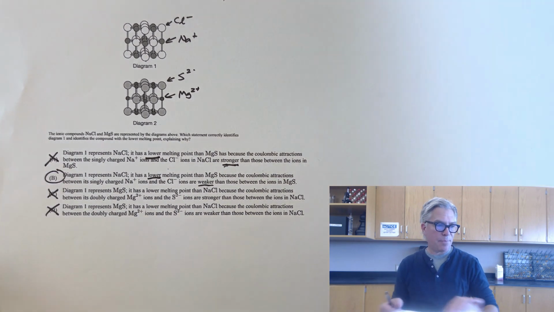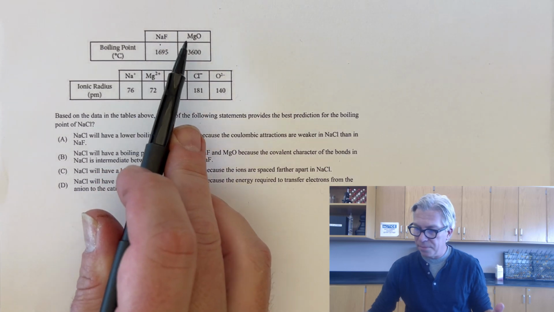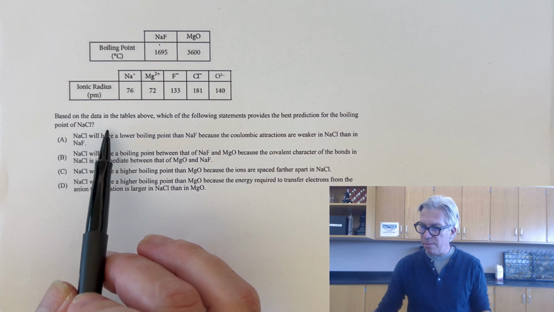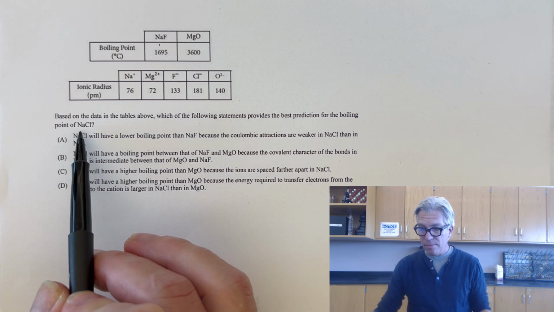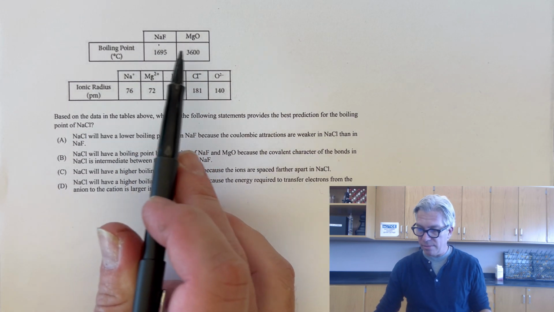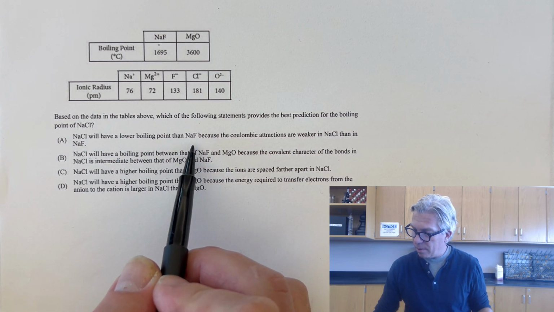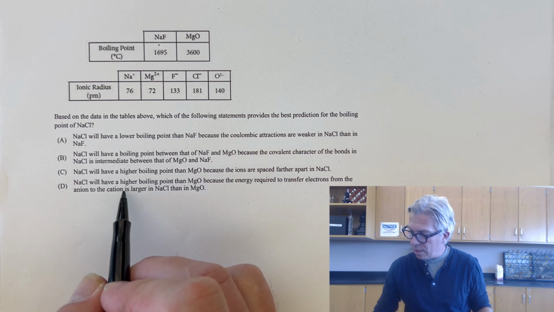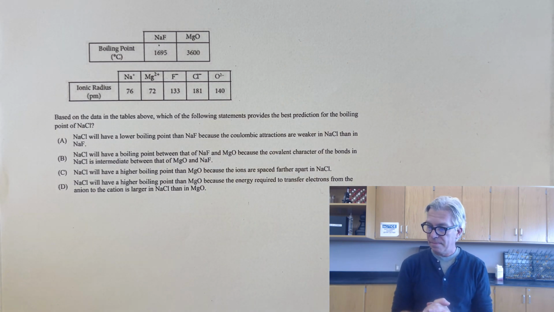All right, we got our last pause the video moment. A little more challenging one for you guys, but take a moment and check it out. We got boiling points of NaF and MgO, ionic radii of a bunch of different things here. Based on the data in the table above, which of the following statements provides the best predictions for the boiling point of NaCl? Not that one, but some combination. And they give us some choices. Lower boiling point than NaF, boiling point between the two, higher boiling point than MgO, higher boiling point than MgO. And take a moment, pause the video, read through them, and see what you think.